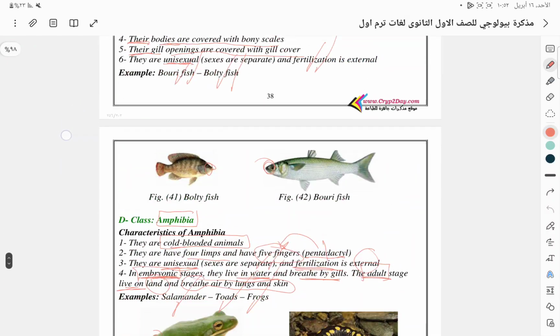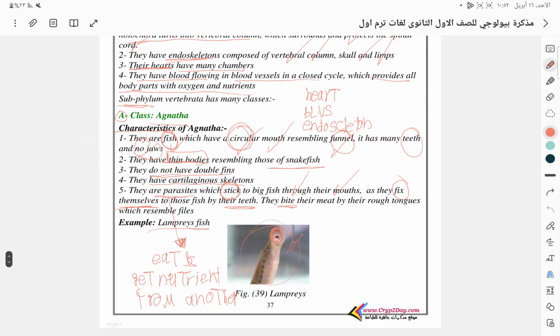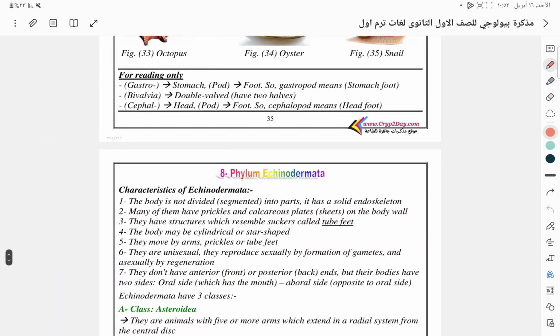And how to study that: for any class, subclass or kingdom, take items like movement, feeding, habitat and sexual reproduction, and compare them to get full marks in biology.